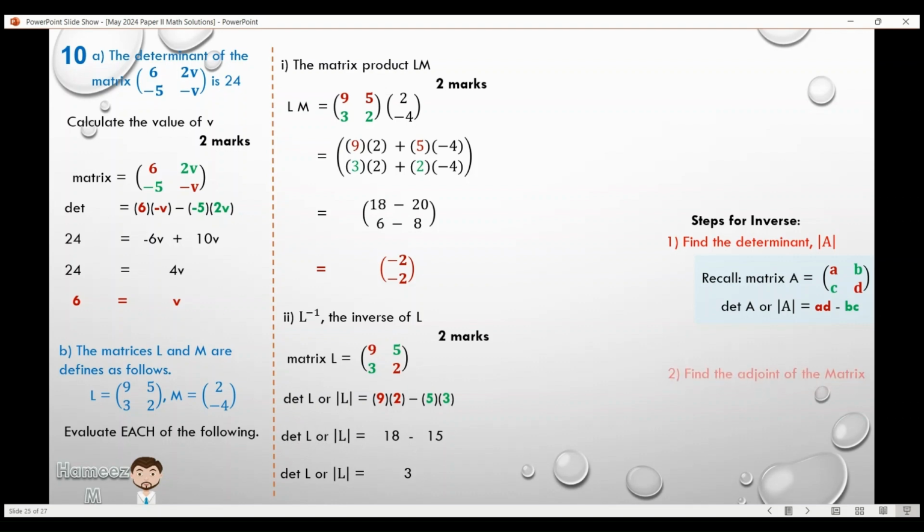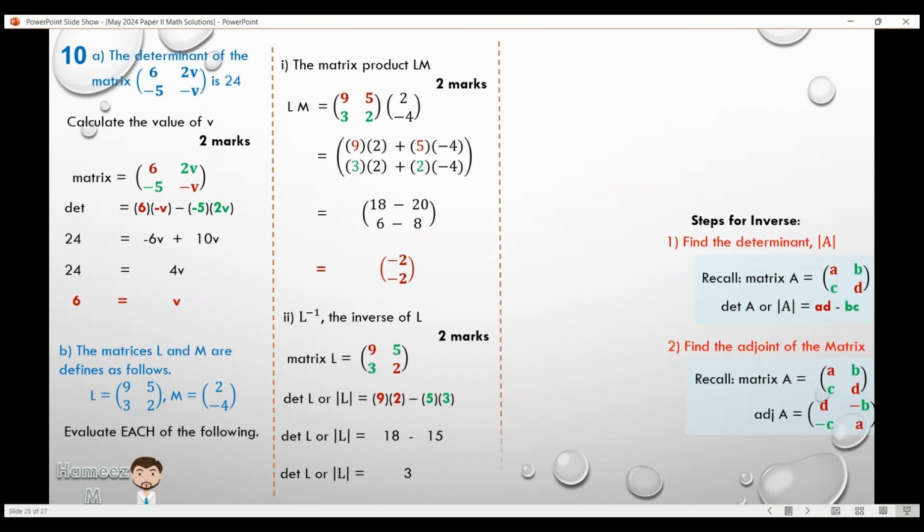And what's the next step? We need to find the adjoint of the matrix. And if we have any matrix A, B, C, D, the adjoint just means that we're switching the major diagonal terms and we're making the minor diagonal terms negative. So instead of A, B, C, D, it becomes D, A, they switch, and negative B, negative C. They become negative. So to find the adjoint of L, we switch the major terms. So it will be 2 and 9 switched, and minus 5 minus 3.